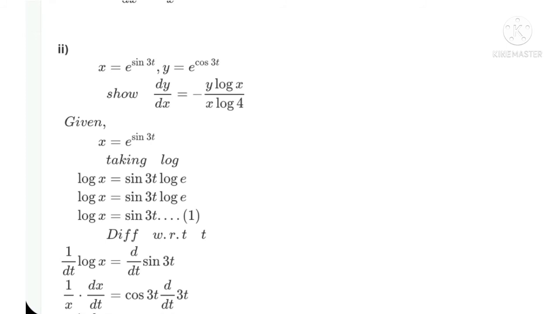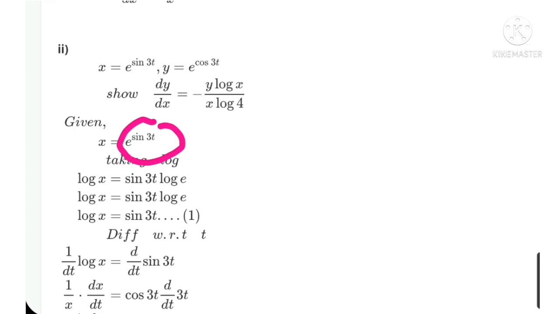Second example. x is equal to e raised to sin 3t, and y is equal to e raised to cos 3t. Show that dy by dx is equal to minus y log x upon x log y. Here given that x is equal to e raised to sin 3t. See, here an exponential function is there, and you learned in the last two videos implicit function, exponential function, logarithmic function.